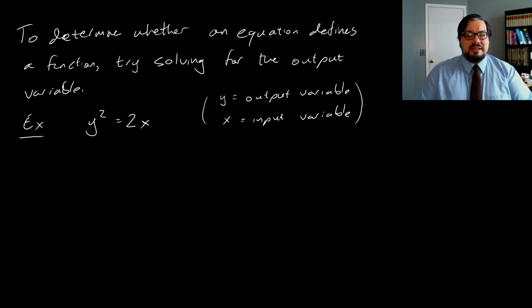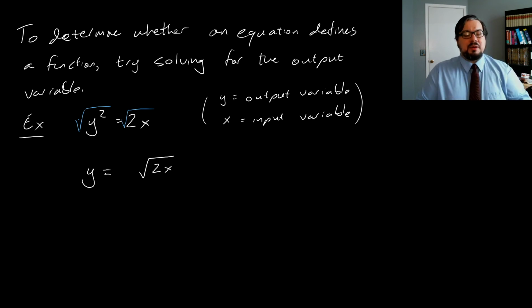So if x is the input variable, y is the output variable, we want to try solving for the output variable. So we want to get y by itself. We want to get y equals something, and we're almost there. We've got y squared equals 2x. In order to solve for y, we'd want to basically take the square root of both sides. That gives us the square root of 2x. However, we remember that when we introduce a square root, we need to include a plus or minus.